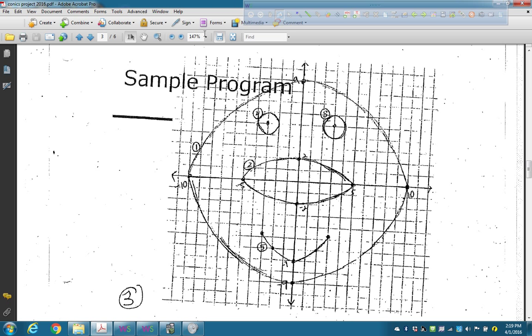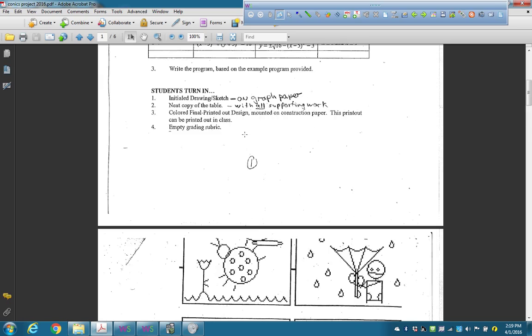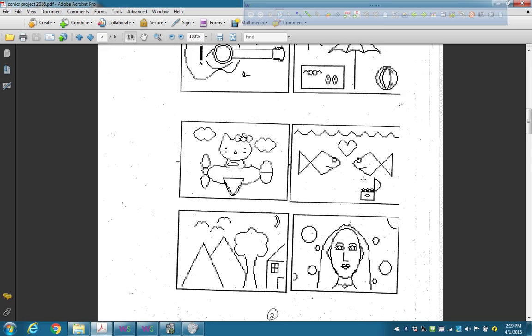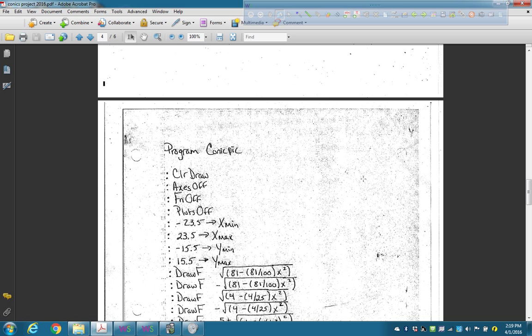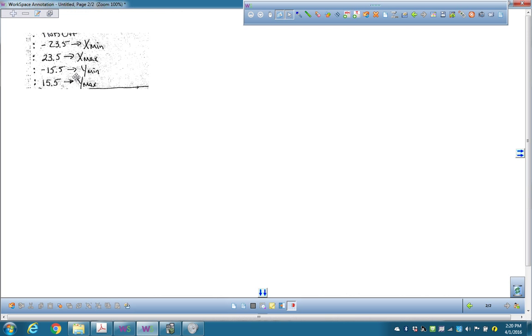Okay? So when you are doing your project, like this guy, I said to set your window from negative 23.5 to 23.5, right? Because we found that makes a nice rectangular window that fits into the rectangle in your calculator. So when you're doing it on graph paper, you want to set it up with this negative 23 point. This is the window that you want to use. Okay. See it? Got it?